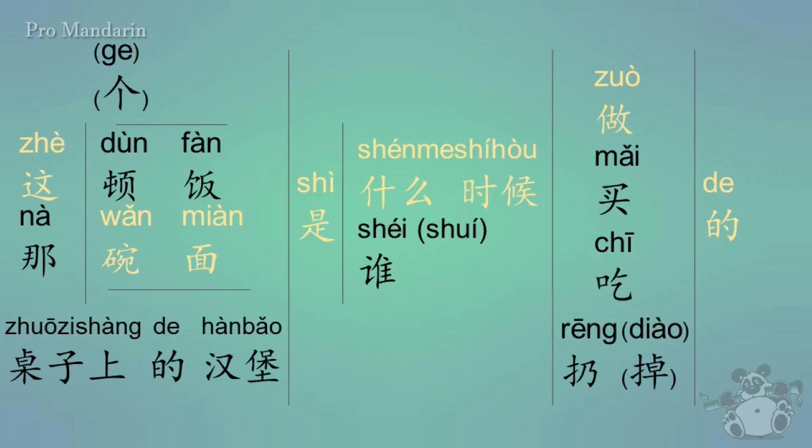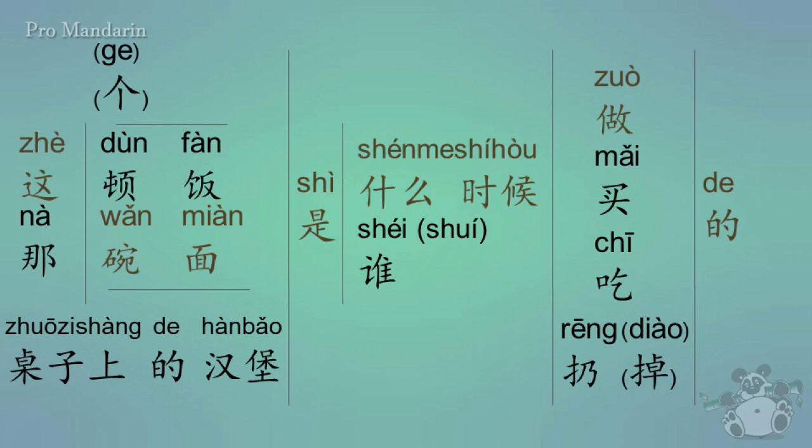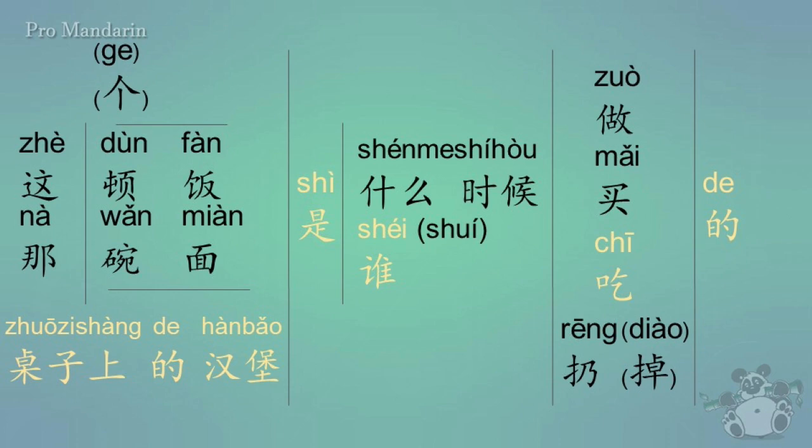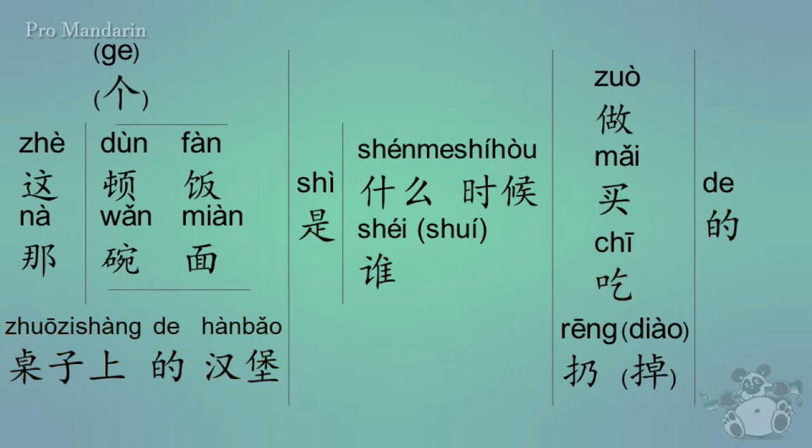这碗面是什么时候做的? All right, let's do a few more here. How would you say, who ate the burger that was on the table? 桌子上的汉堡是谁吃的? All right, now here's a little question for you.